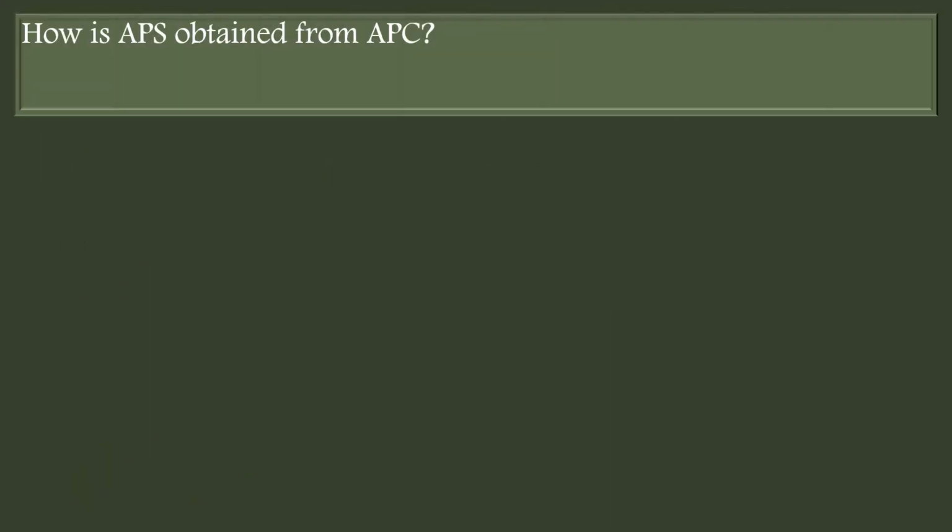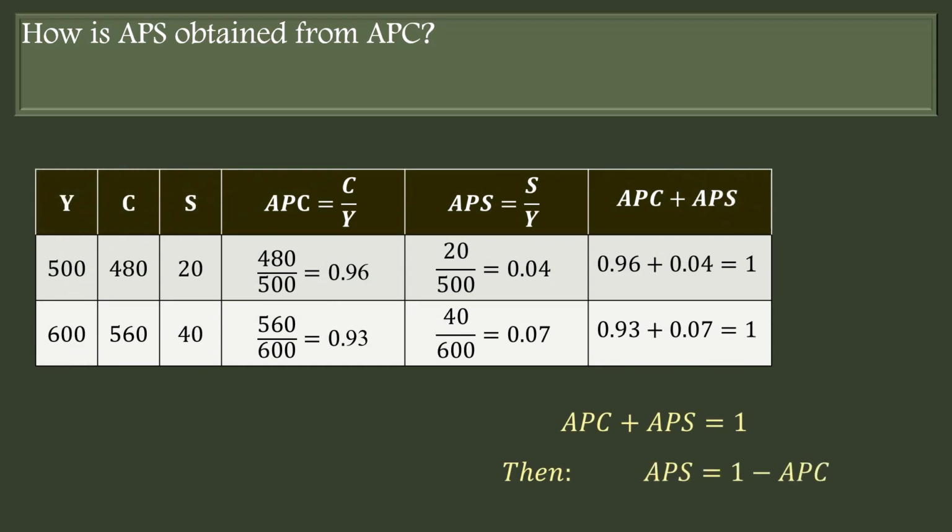How is average propensity to save obtained from average propensity to consume? We know very well that average propensity to consume plus average propensity to save equal to 1. Then average propensity to save is equal to 1 minus average propensity to consume. This way we can calculate average propensity to save from average propensity to consume.